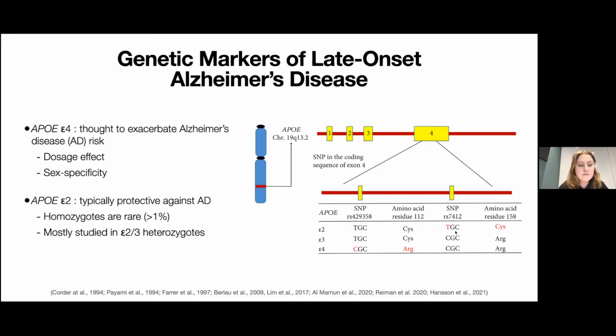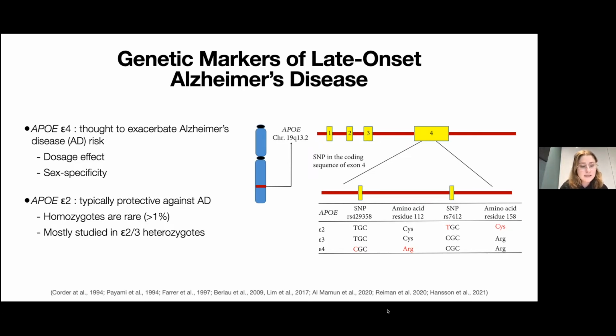So the majority of clinical studies have focused on the E4 allele, so the bad genotype. And although it was mostly investigated in terms of carrier versus non-carrier status, so as a binary classification, there is evidence of a dosage effect in the risk conferred by APOE E4. So each additional E4 allele could increase the odds of developing Alzheimer's by 600%. There is also evidence of sex specificity in this dosage effect. So in females, it is thought that a single E4 allele is sufficient to increase the odds of developing Alzheimer's disease to the same level as in E4 homozygous males.